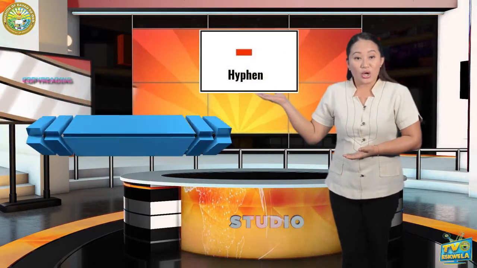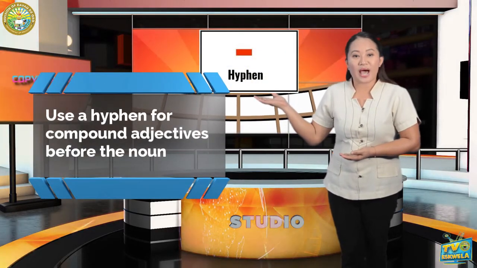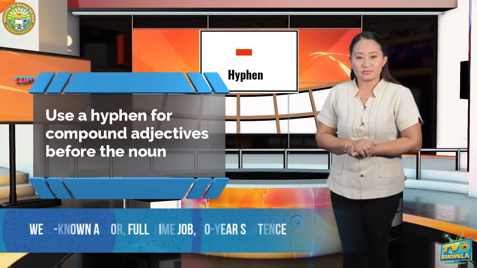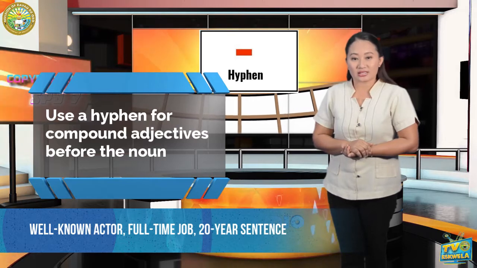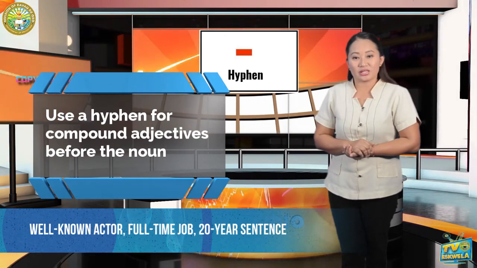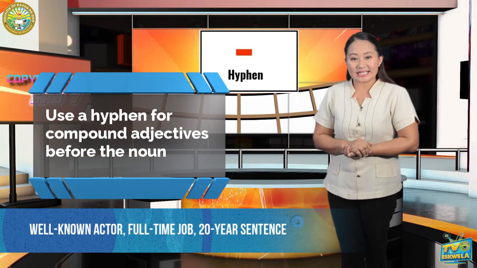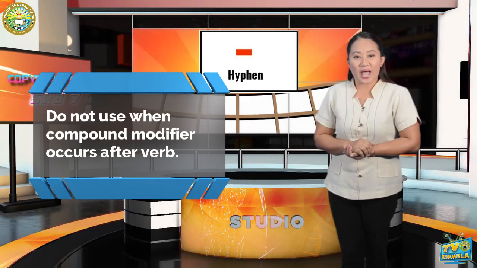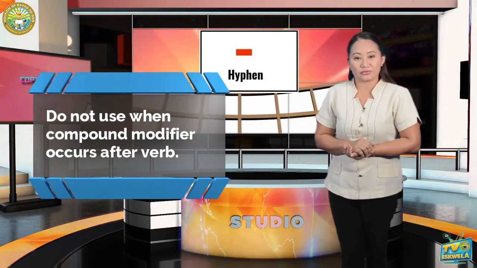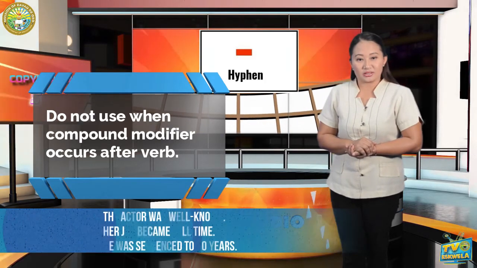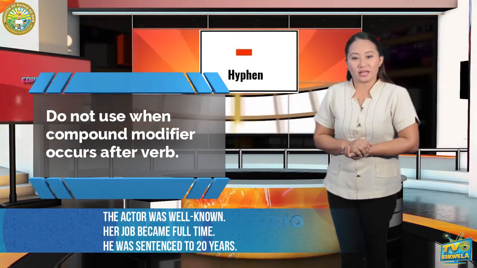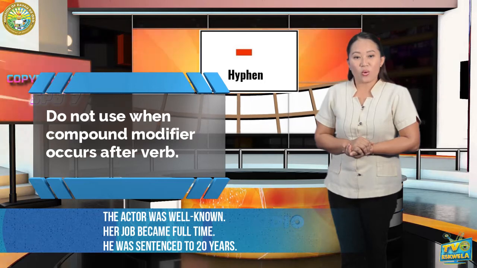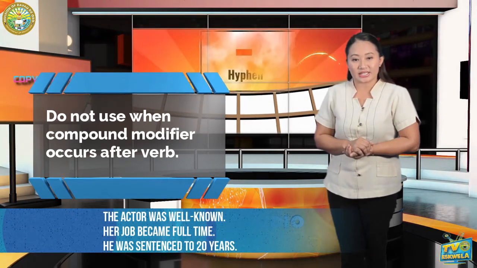Hyphen. Use a hyphen for compound adjectives before the noun. Example: well-known actor, full-time job, 20-year sentence. Do not use it when the compound modifier occurs after the verb. Example: the actor was well known. Her job became full time. He was sentenced to 20 years.